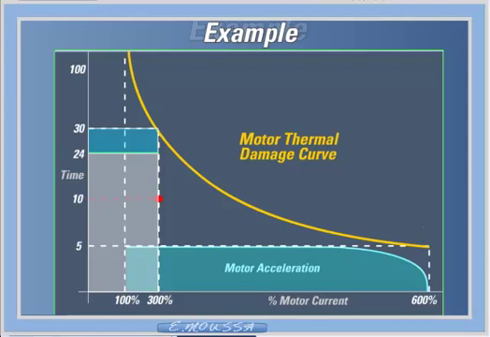This is why the relay issued a trip command 10 seconds after the motor started, even though the motor's current draw never exceeded the thermal damage curve limits. In effect, the relay is calculating the integral of the load current.